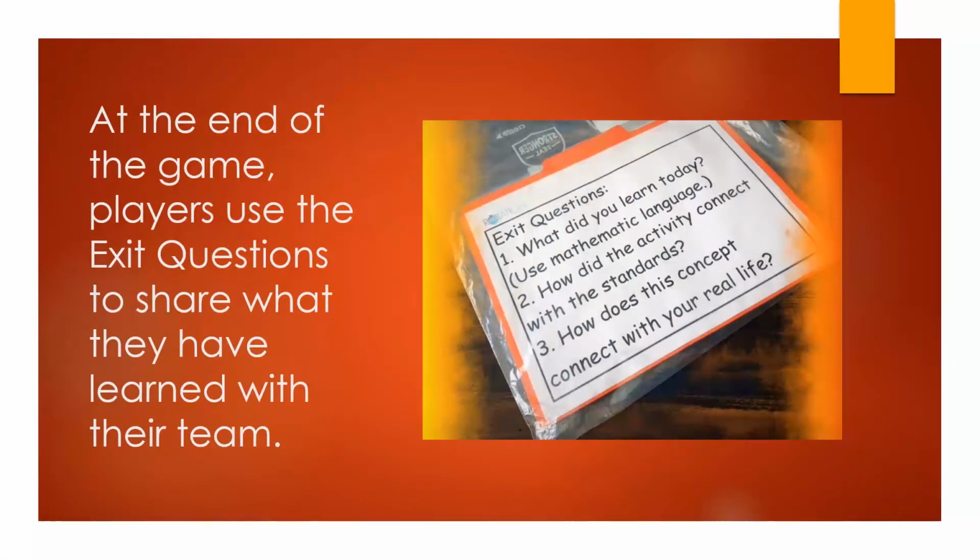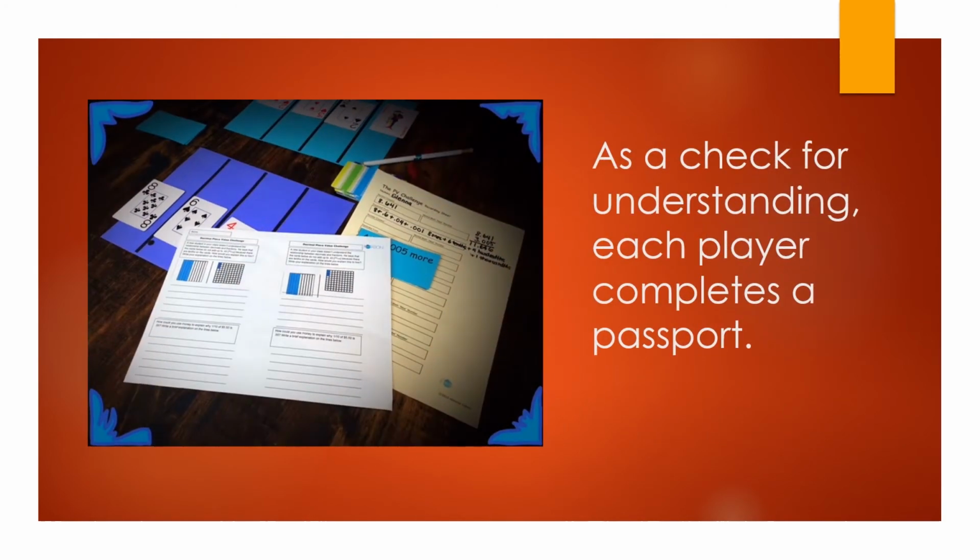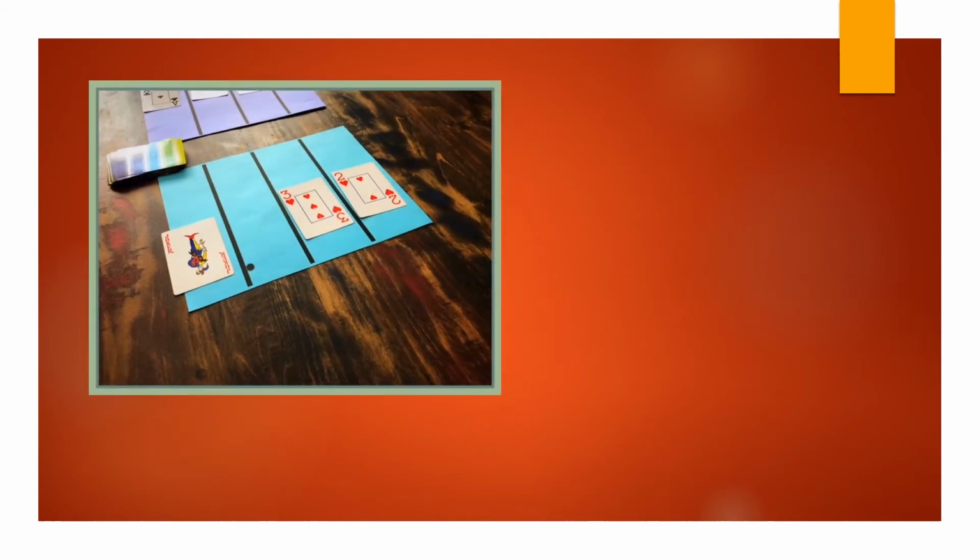At the end of the game, players use the exit questions to share what they have learned with their team. Answering these questions verbally is a great segue into students writing about what they learned in their math journals. As a check for understanding of the effectiveness of the station activity, each player completes a passport. This check for understanding and the student's math journal entry both serve as a bridge to the way the student will need to demonstrate mastery of the concept on a state assessment.